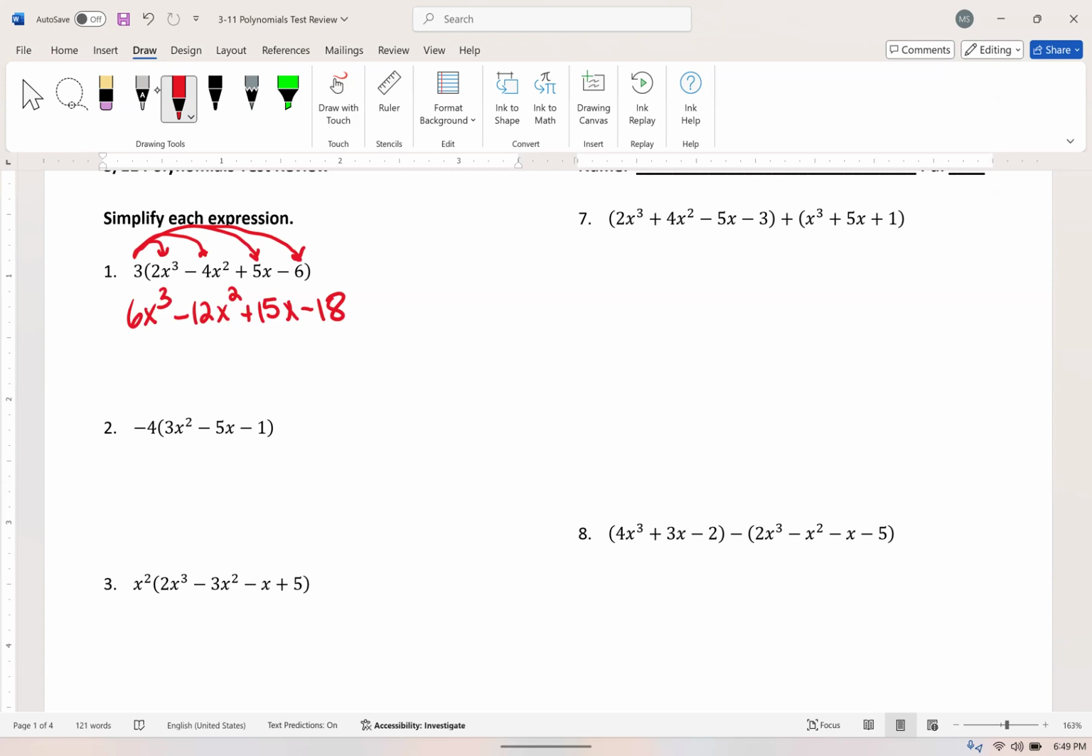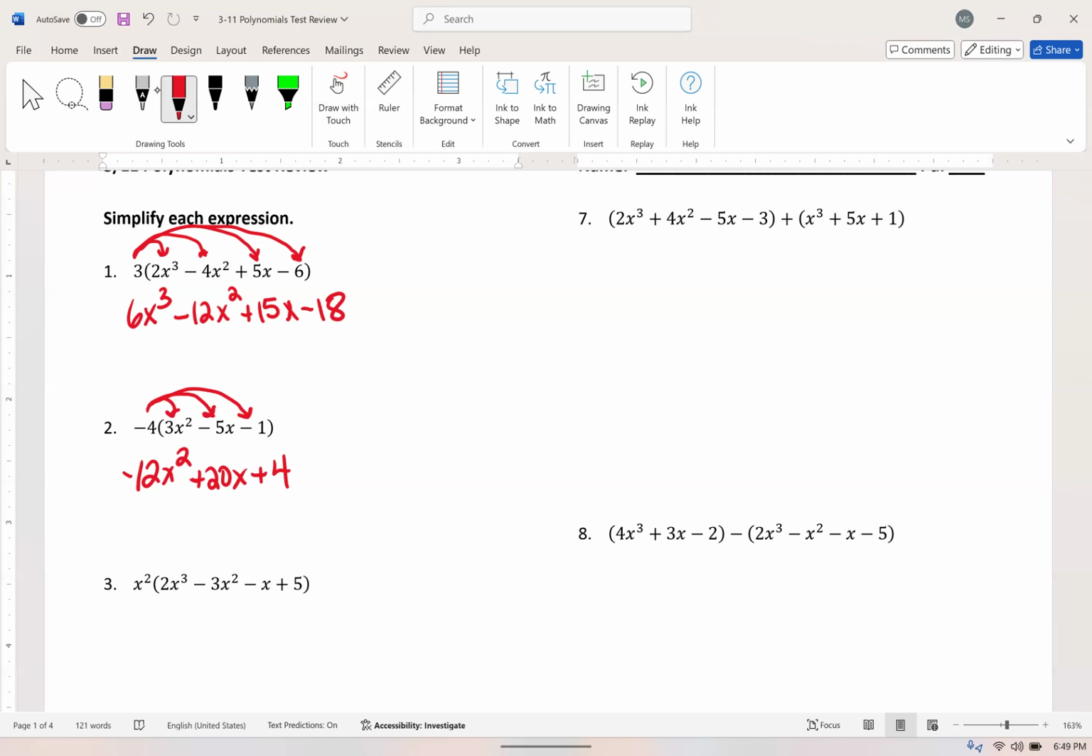Taking a look at number two, very similar problem, but we are distributing a negative value to the parentheses. So negative 4 times 3x squared is negative 12x squared. Remember, all these minus signs you treat as negatives. So negative 4 times negative 5x is a positive 20x. And then negative 4 times negative 1 is a positive 4.